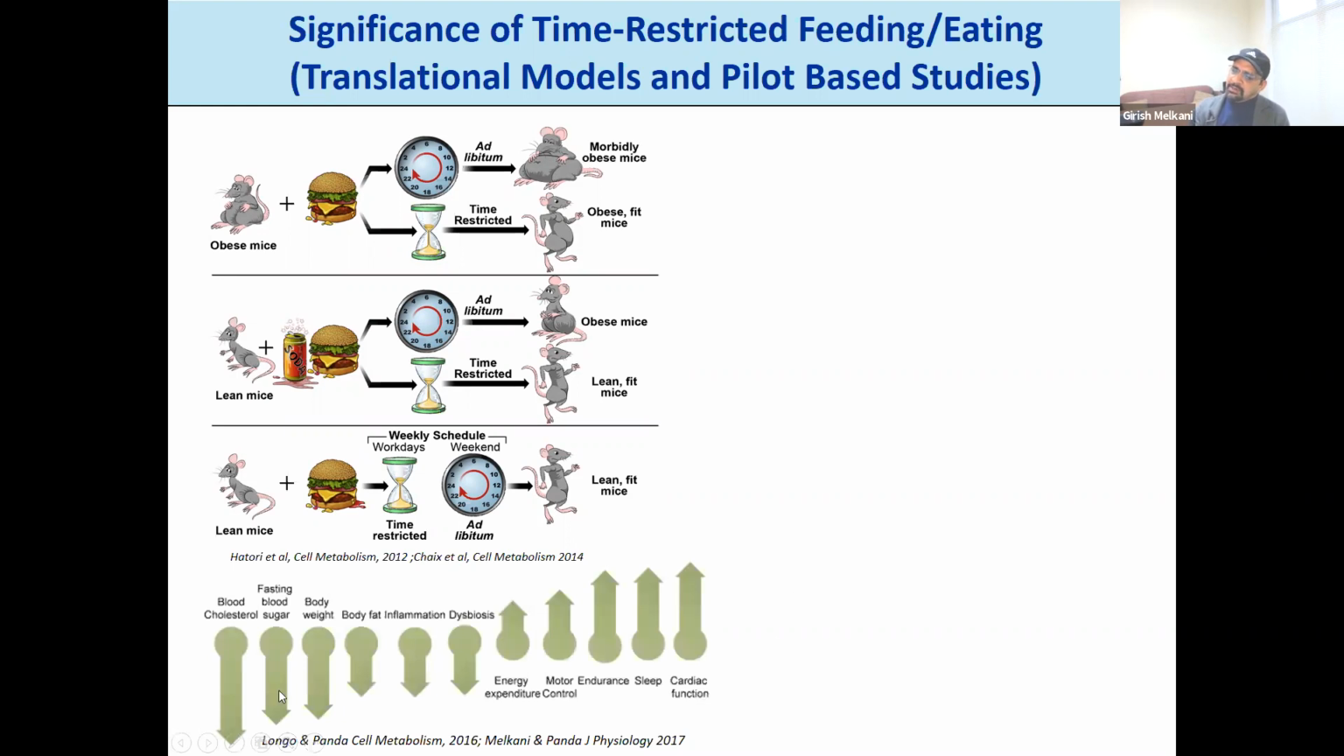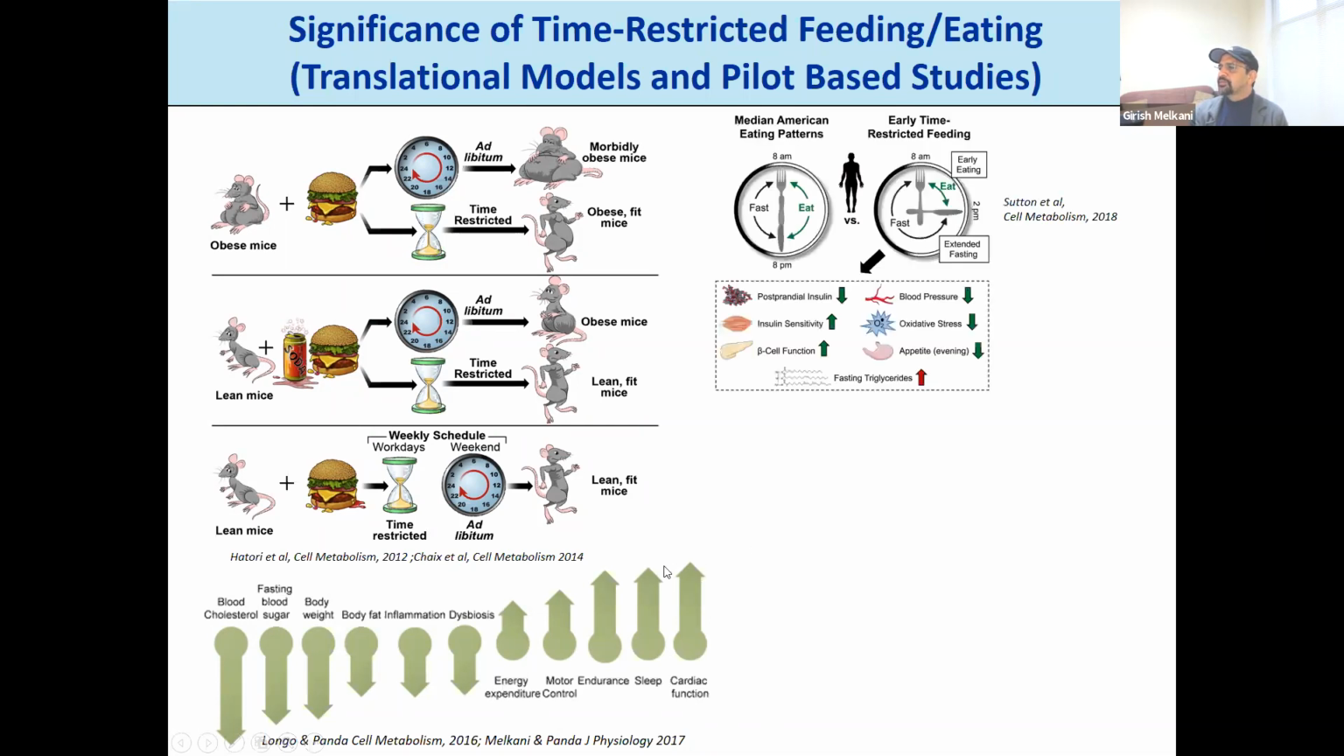So summarizing everything, time-restricted feeding reduces blood cholesterol, fasting blood sugar, body weight, body fat, and inflammation. All these factors improve, sleep improves, and endurance also increases.